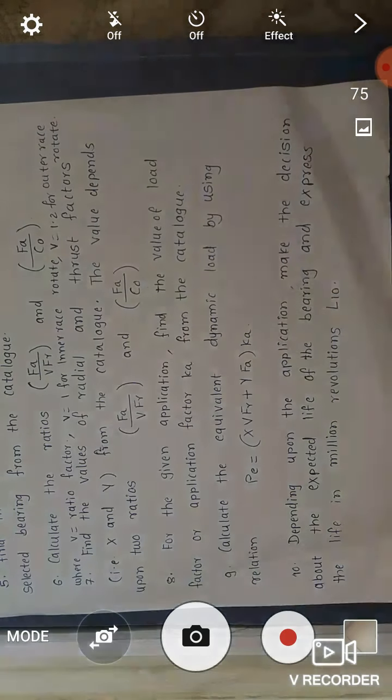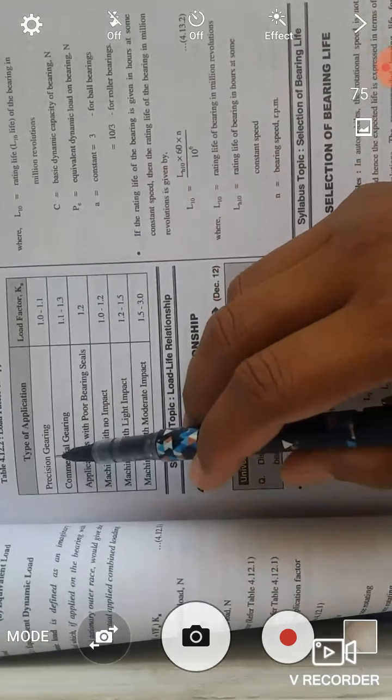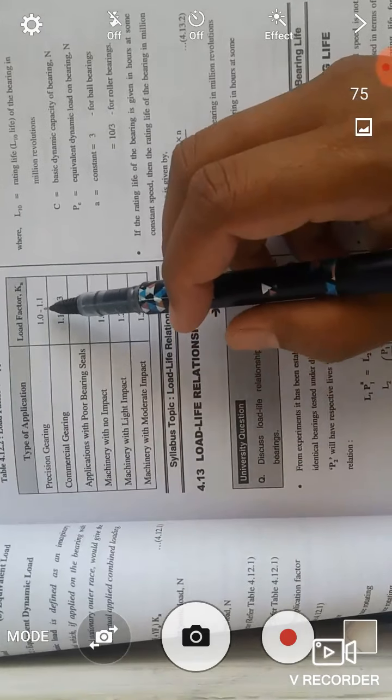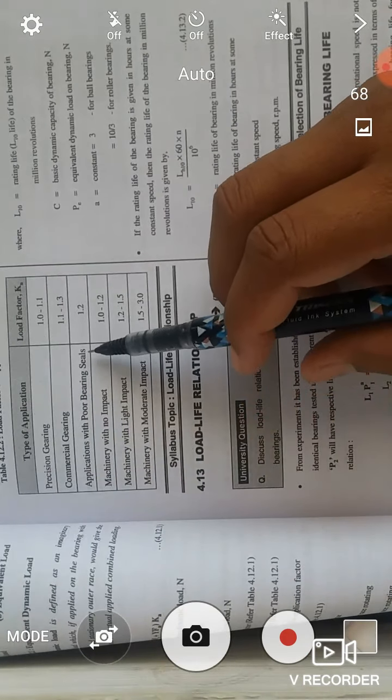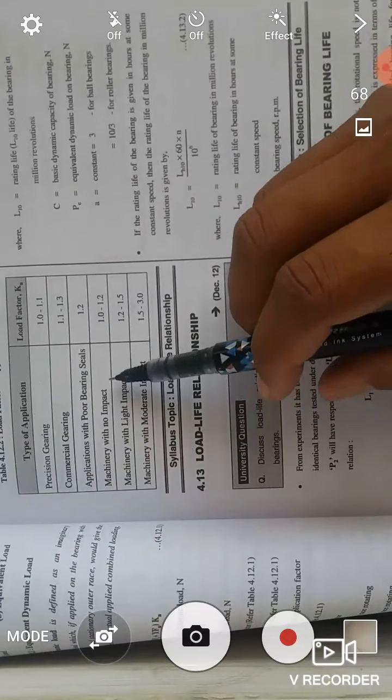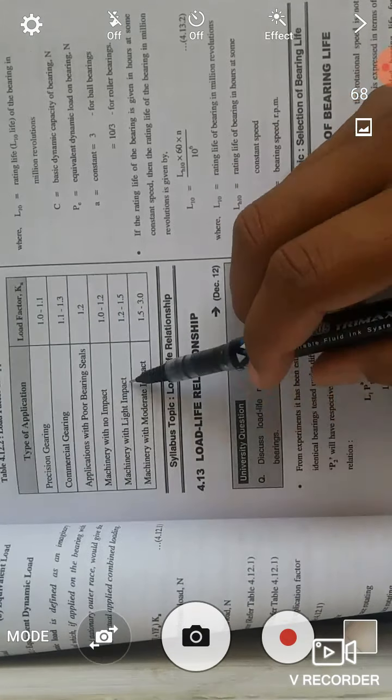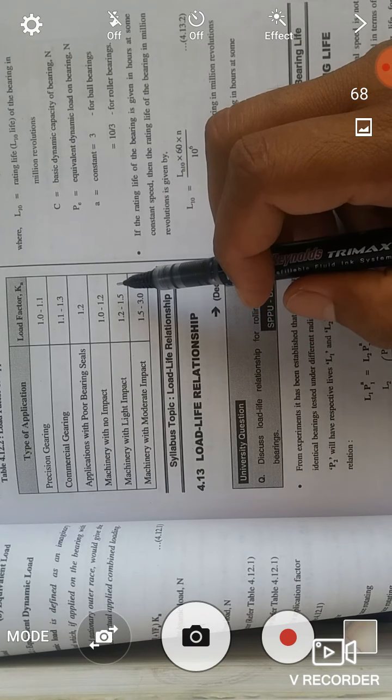Again, one catalog is available. In this catalog you select the value of Ka, that is the load factor. For example, if precision type of gearings, then 1 to 1.1 is the Ka value. If your gear is commercial gearing, then Ka is 1.1 to 1.3. If application with poor bearing seals, then 1.2. Machinery with no impact, then 1 to 1.2. Machinery with light impact, 1.2 to 1.5. And machinery with moderate impact, then 1.5 to 3. This is the value of Ka.